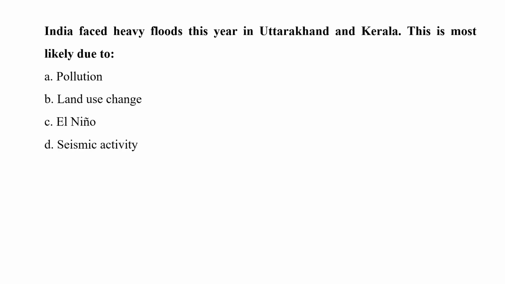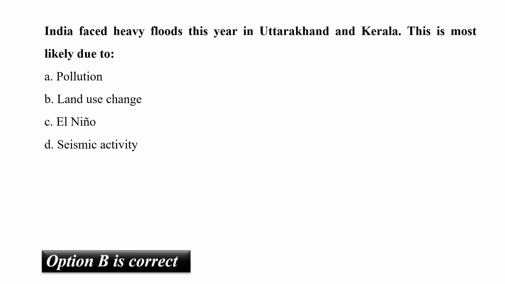India faced heavy floods this year in Uttarakhand and Kerala. This is most likely due to A. Pollution, B. Land use change, C. El Nino, or D. Seismic activity. Here the correct answer is option B, that is land use change. Changes in land cover influence the occurrence and frequency of floods by changing the responsiveness of the river flow to rainfall. Now we'll see why El Nino and seismic activity are wrong.